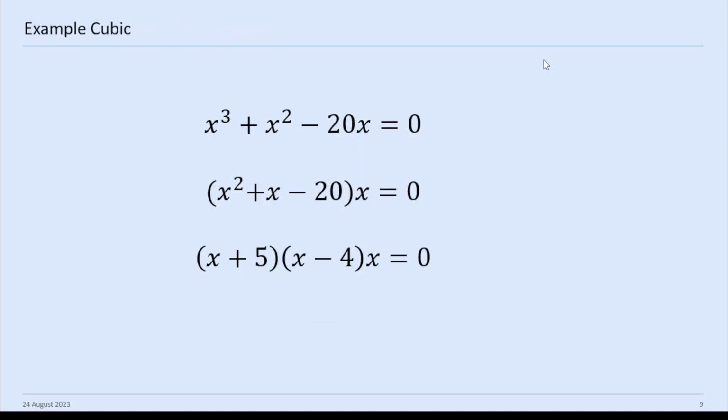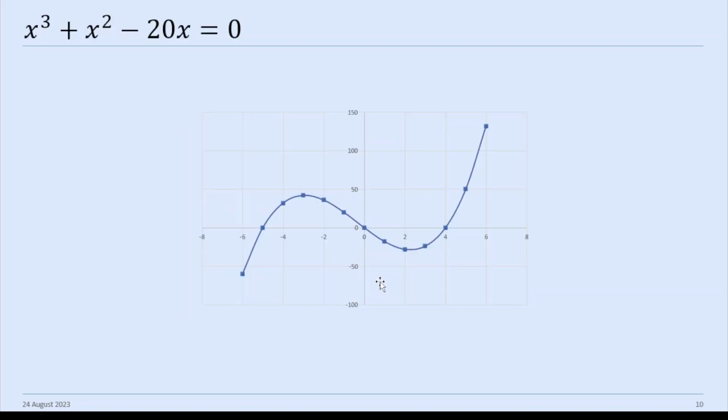Here's another cubic, x cubed plus x squared minus 20x equals 0. We can see that x is a factor, so we take that out. X squared plus x minus 20 times x equals 0. Then we factorize this bit. X plus 5 times x minus 4 times x equals 0. So for this to be 0, either x is minus 5, x is 4, or x is 0. And here is the very pretty chart that shows that, minus 5, 0 and 4. It's got much more of an undulating shape, hasn't it?